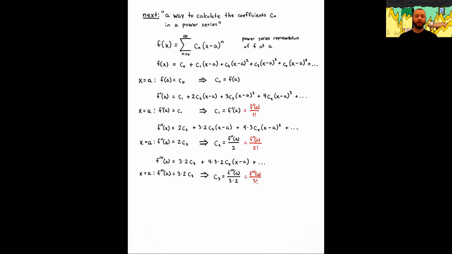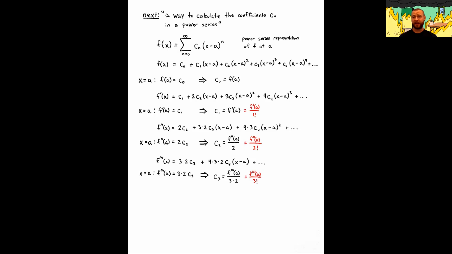Now before we give the general result, which is leading to what Taylor and Maclaurin series tell us, let's rewrite the values for c sub 1, c sub 2, and c sub 3 so we can maybe see a pattern emerging. I can rewrite c sub 1. There's no denominator, but 1 factorial, which is 1. I can re-express c sub 1 as the first derivative at a divided by 1 factorial.